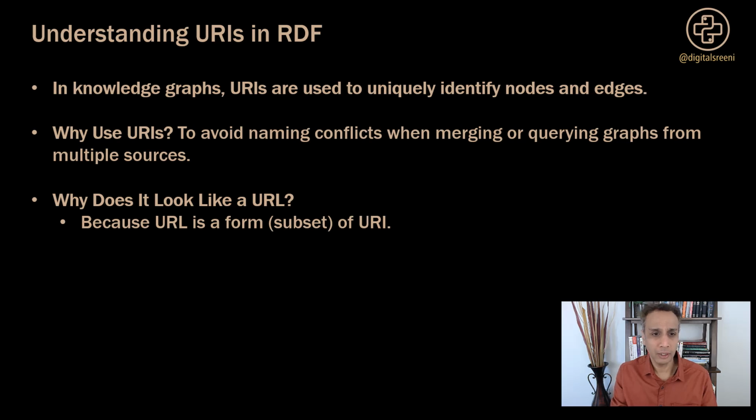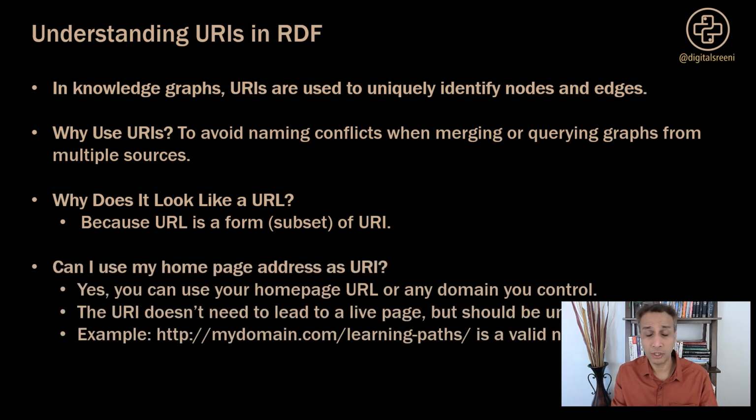Now, why does it look like a URL? I didn't even show you what a URI is. For example, a URI can be http://www.example.org. It looks like a URL, and for a good reason. It looks like a URL because a URL is a form of URI. I think in the next screen, I'll show you what a URI looks like. Now, the question is, if it looks like a URL, can you use your domain name? Of course, you can use your homepage URL. But the whole point here is that the URI doesn't have to lead to a live page. It doesn't mean mydomain.com should exist. It just needs to be unique.